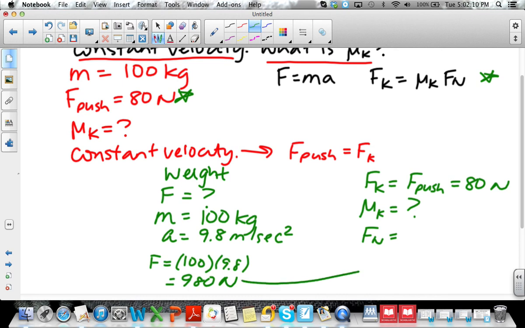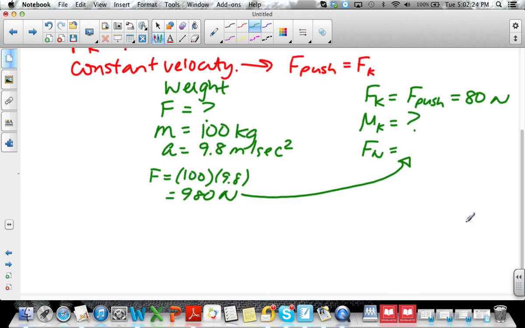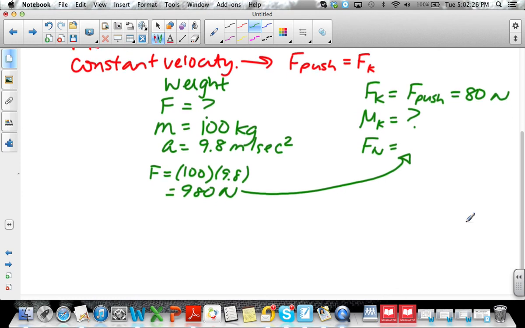So that's really going to go over here because the weight and the normal force are the same measurement. So I have the normal force now. I have Fk, I had that all along. I have enough stuff to figure out mu k. So let's go do that then.